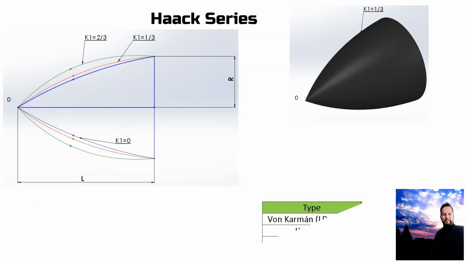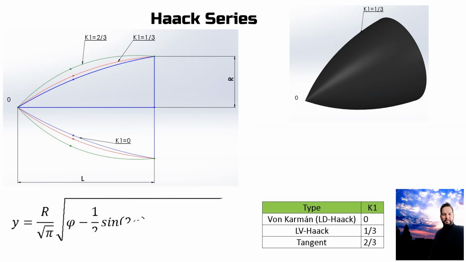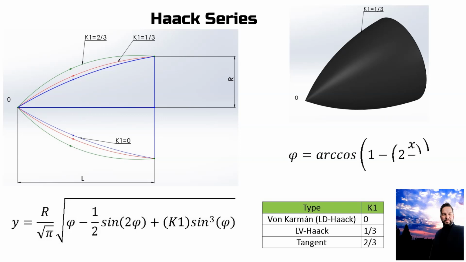For the calculation of the Haack shape of the rocket nose, we must consider the constant K1. The range of K1 goes from 0 up to 1. If K1 is 0, the next equation, which we use to calculate the shape contour, acquires the form of the equation of von Karman. If K1 is 1/3, the same equation acquires the form of LV Haack. And if K1 is 2/3, the equation acquires the form of the equation of the tangent ogive, which we saw before.